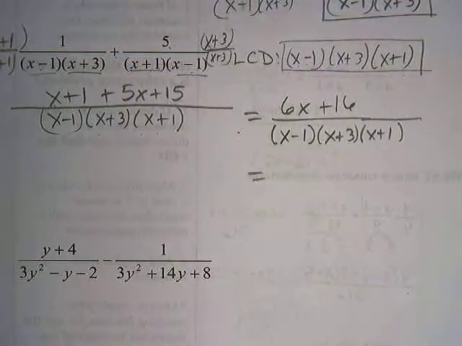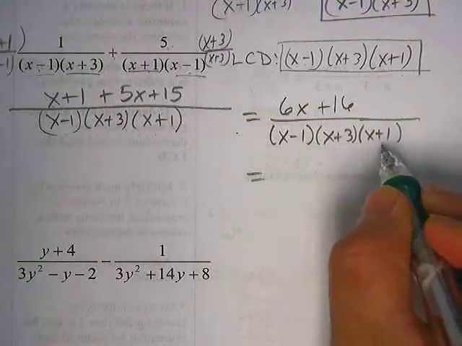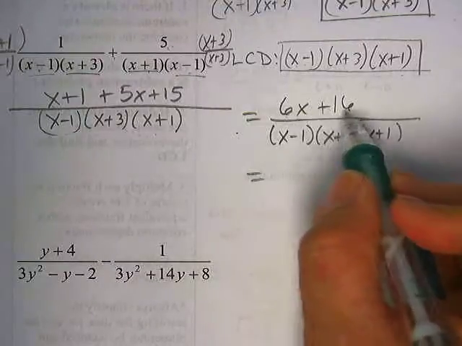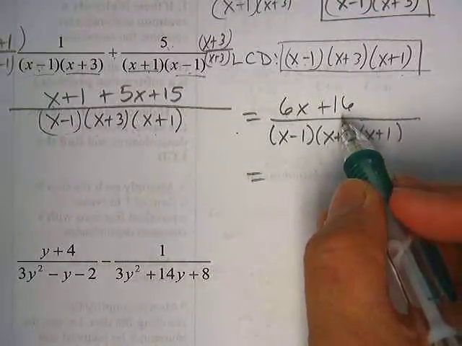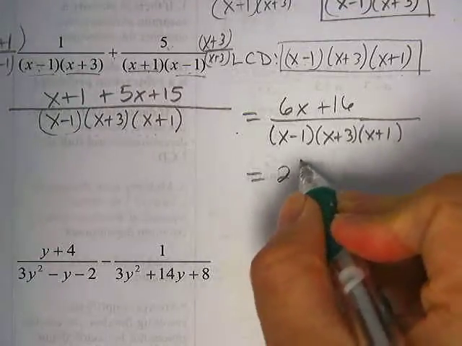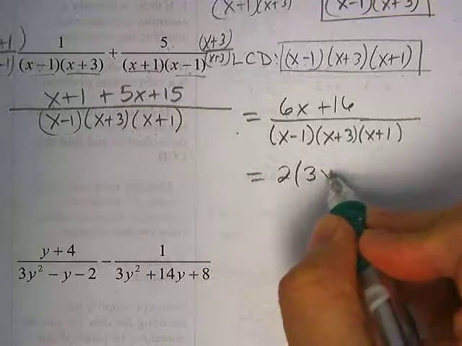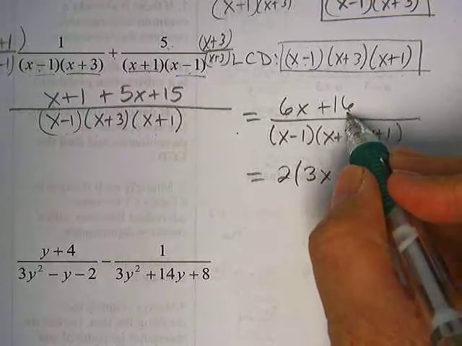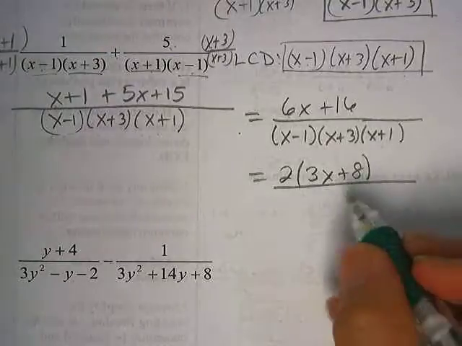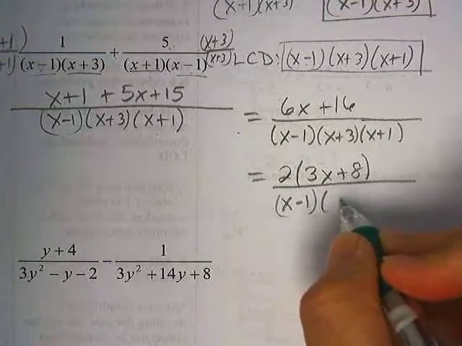Okay, so we've got (6x + 16) over (x - 1) times (x + 3) times (x + 1). Now 6x and 16 both look like a 2 would go into them, so I'm going to factor out a 2. 6x divided by 2 gives me a 3x, and 16 divided by 2 gives me 8. I can already tell we're not going to be able to factor or cancel anything here.